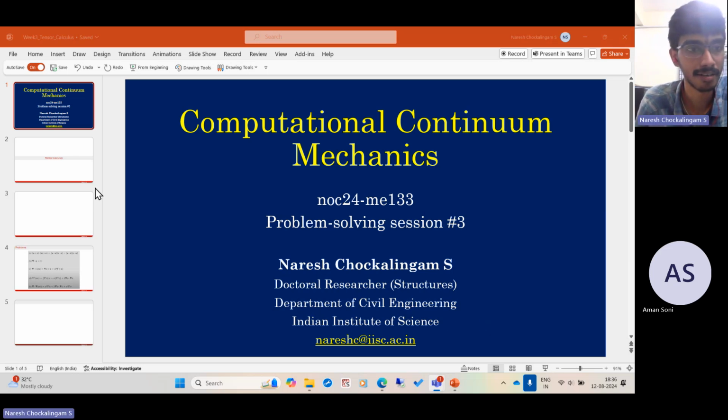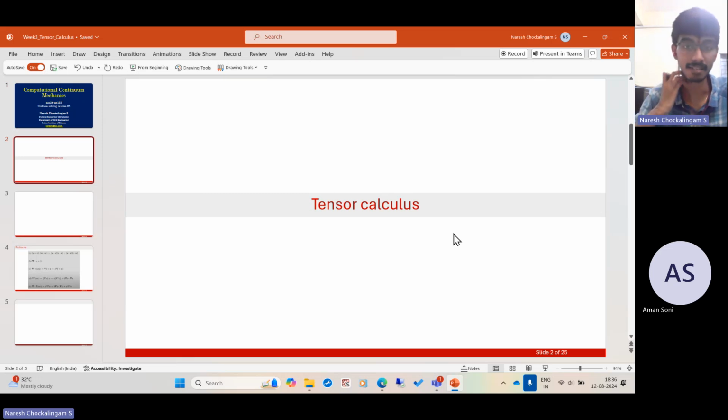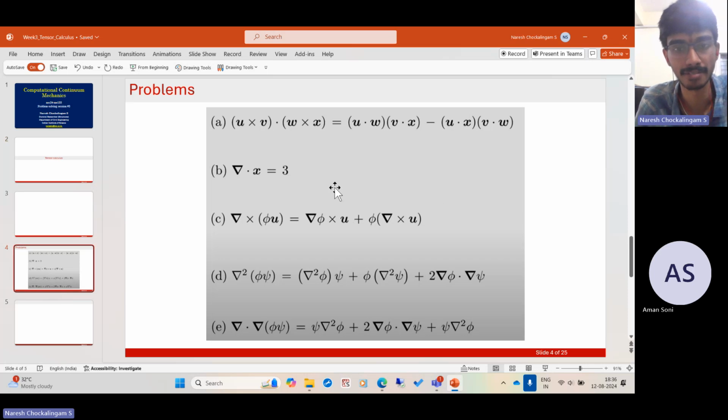So today the topic is tensor calculus. The problems for assignment 3 are based on tensor calculus. So we have a set of problems that we started off in the last session, but we couldn't finish it. So we'll start solving these problems and a few others in tensor calculus.